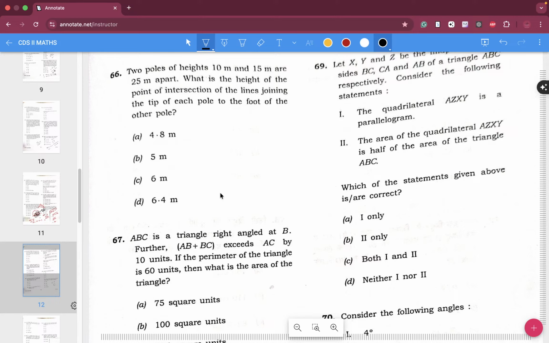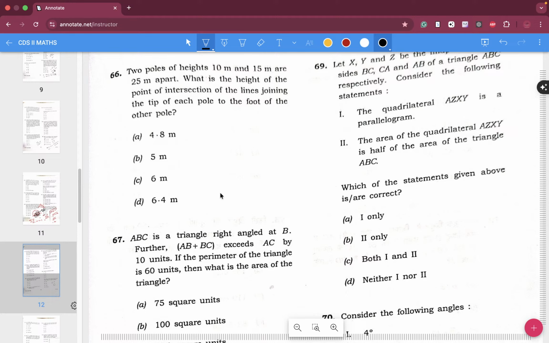Okay. So now should we move to the next question? Question number 66 in that case. We'll move to question number 66. Two poles of height 10 meters and 15 meters.